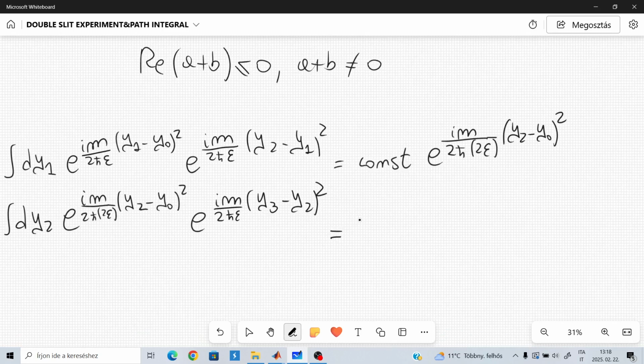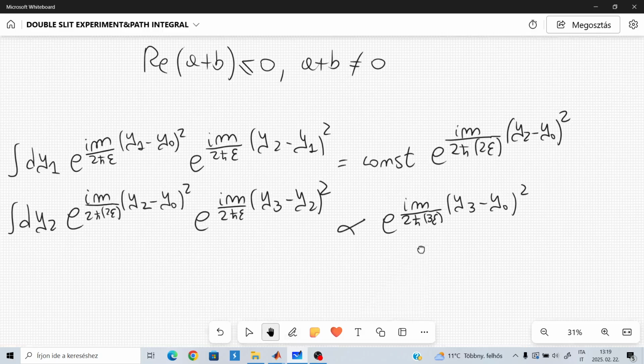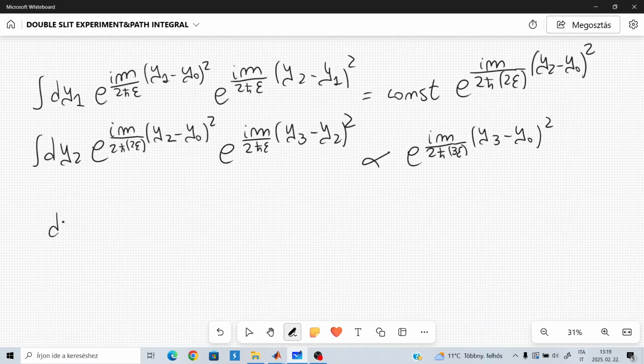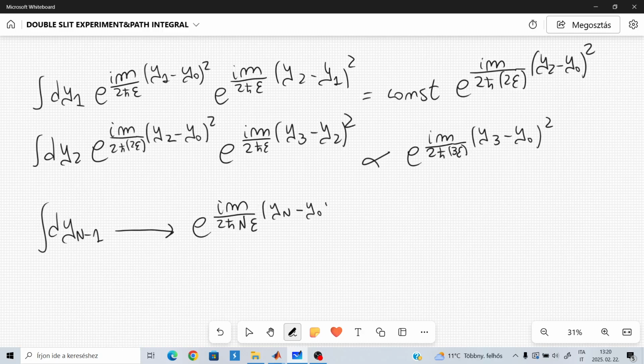So this would be proportional to, let's just write proportional without writing the constant, e to the i m divided by 2 h bar 3 epsilon, y3 minus y0 squared. So you get a factor of 3 in this case. So you get the pattern, right? If you carry out the integral over yn minus 1, you have something proportional to e to the i m divided by 2 h bar n epsilon, times yn minus y0 squared.